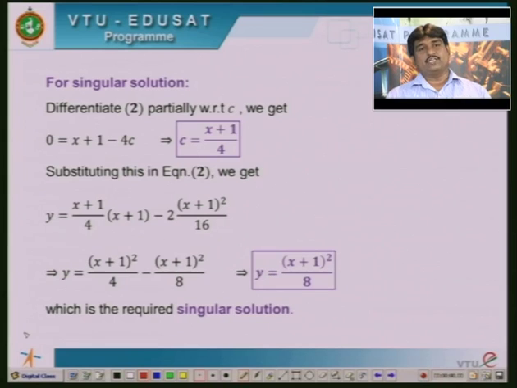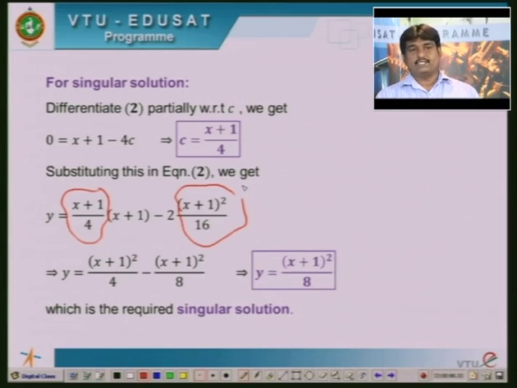Substitute this c value, y equals cx plus c minus 2c square, where c is (x plus 1) by 4, so y equals (x plus 1) by 4 into (x plus 1) minus 2 into c square, which is (x plus 1) whole square divided by 16. Now simplify this. (x plus 1) into (x plus 1) is (x plus 1) whole square. So (x plus 1) whole square by 4 minus (x plus 1) whole square divided by 8. Now 1 by 4 minus 1 by 8 is 1 by 8 times (x plus 1) the whole square. This is the required singular solution of the given differential equation.